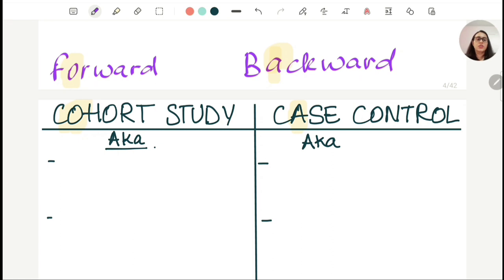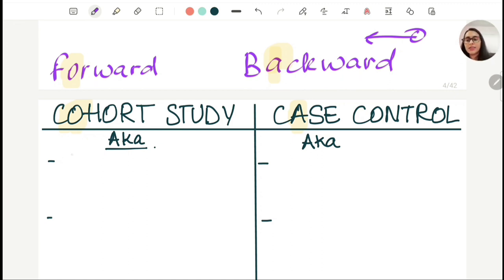So case control study is going backward in time. That means the disease has already occurred, and now we are finding the cause for the disease. So cohort study is also known as forward looking study, and case control study is also known as backward looking study.